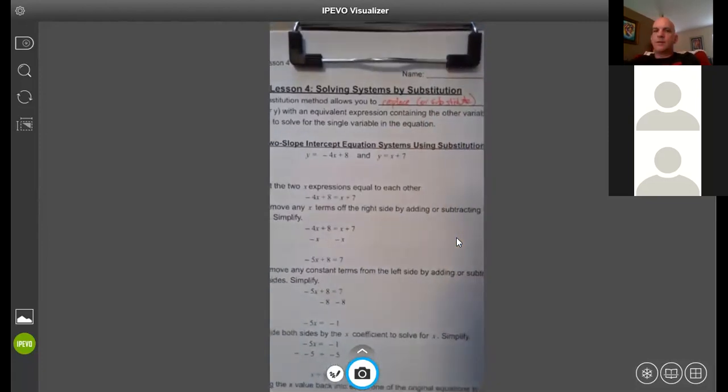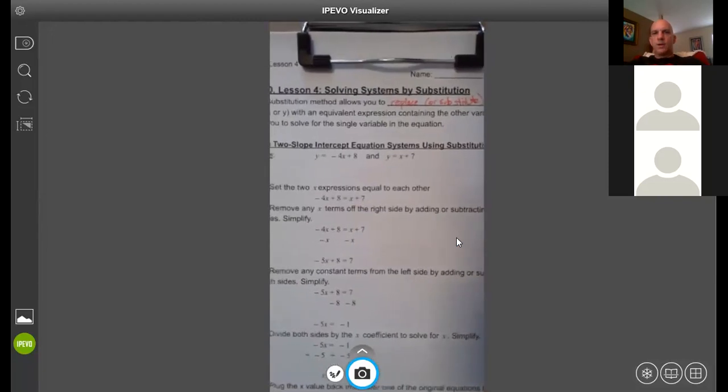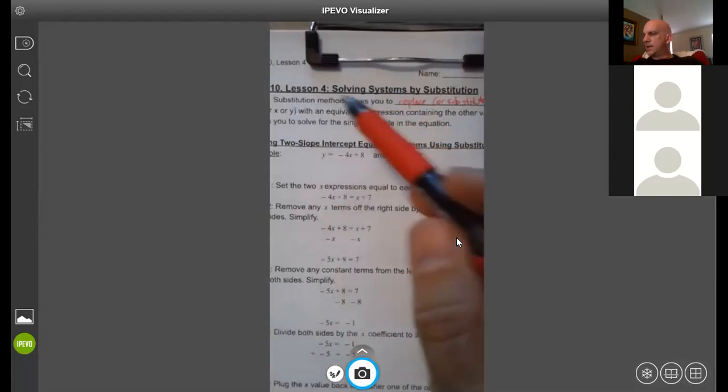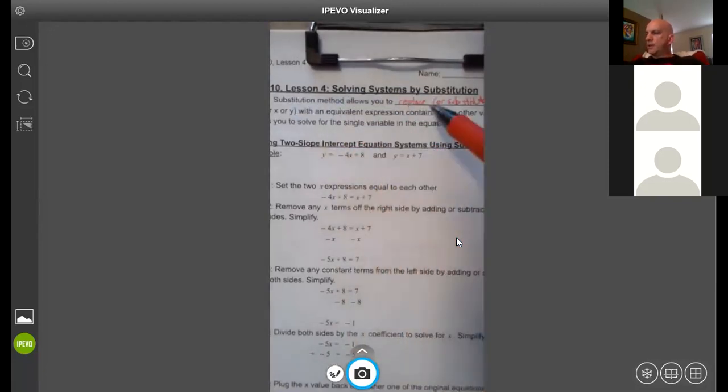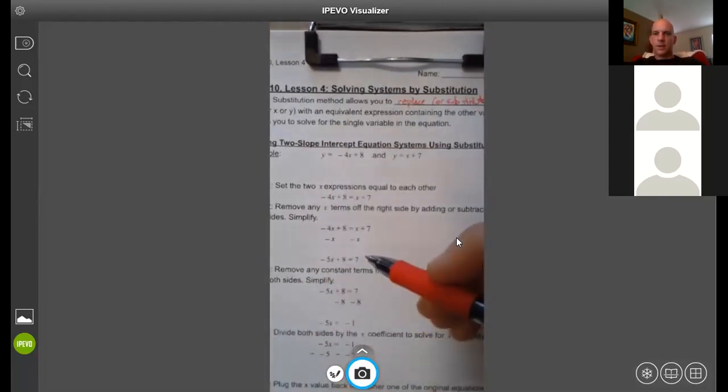All right, so we're just going to say replace one variable, either x or y, and we're going to be replacing y each time for this today, with an equivalent expression containing the other variable, right? And that'll make more sense once we get into the process here of what we're doing.